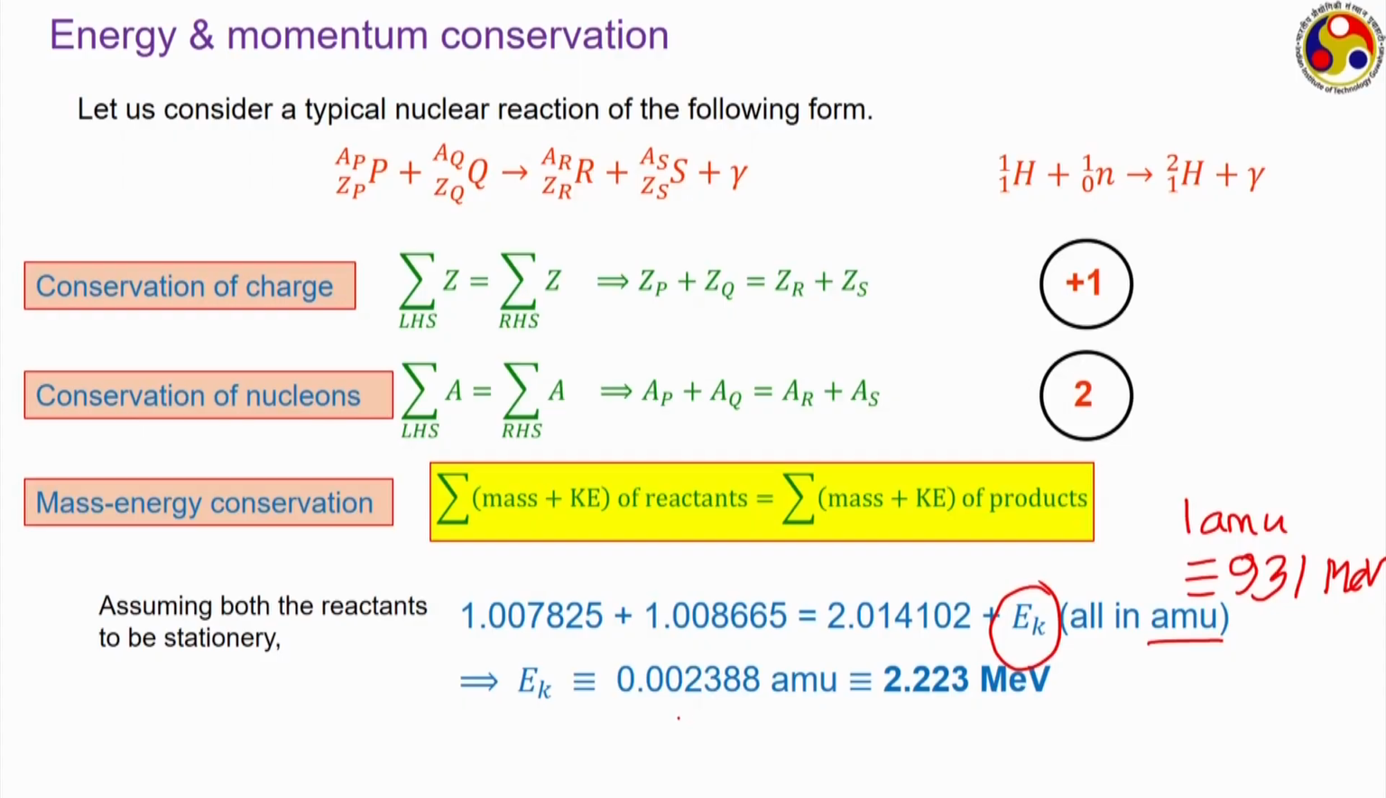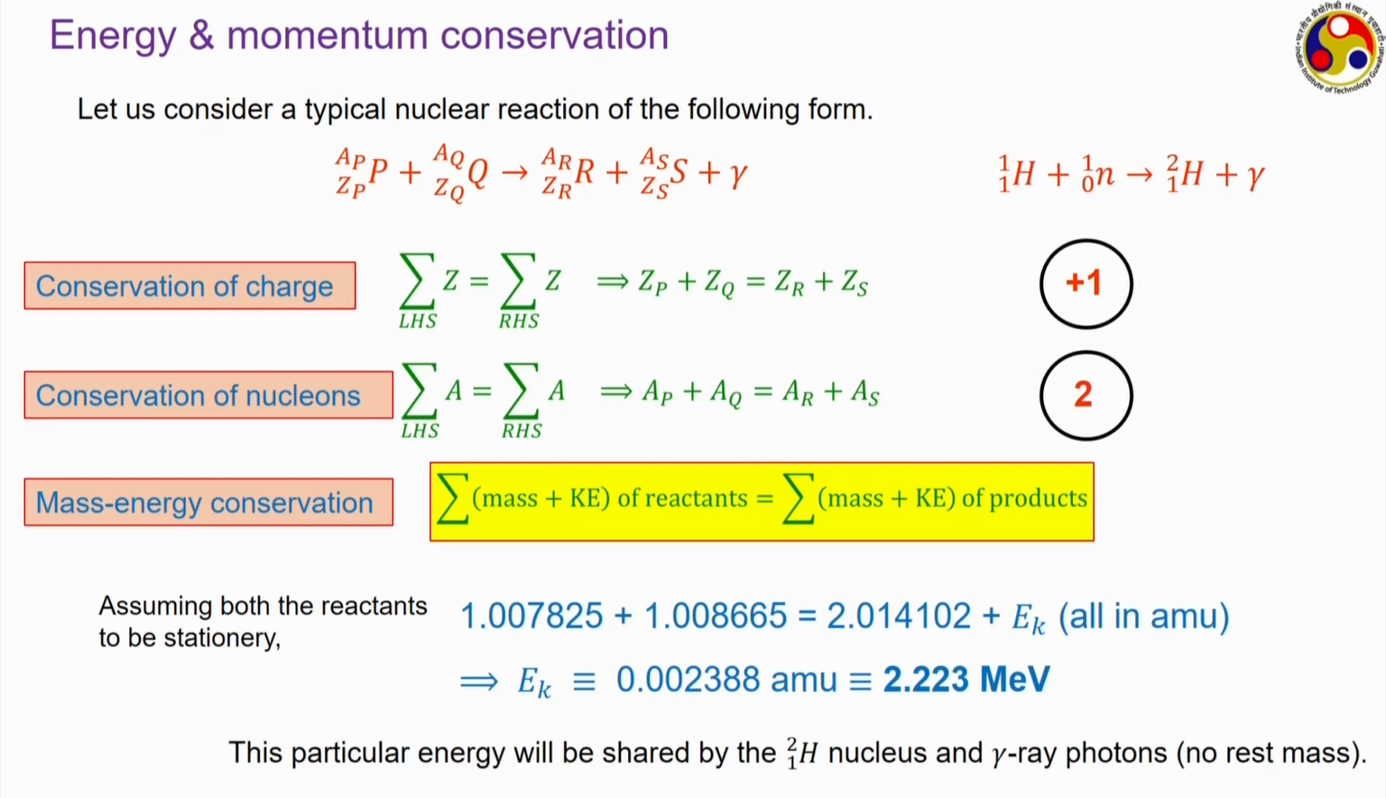So, this amount of mass, that is 0.002388 AMU, if we multiply that with 931, then we can see that the corresponding amount of kinetic energy associated with the products is 2.223 MeV. So, while we have done the entire calculation in terms of AMU, we can finally convert the output in terms of energy or mass, whichever is convenient to us.